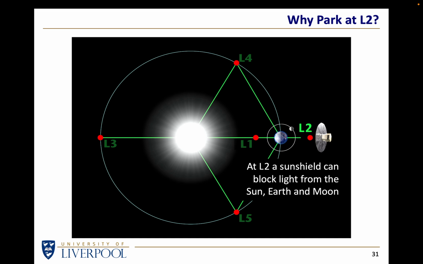The advantage of sitting there is that with a sun shield, you can block all of the light from the sun and the Earth and the moon, and then you get an unobstructed view of the sky on the other side. And throughout the year, you then get to see the whole sky.